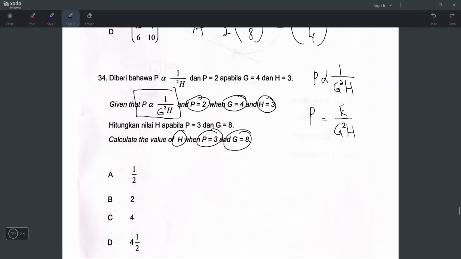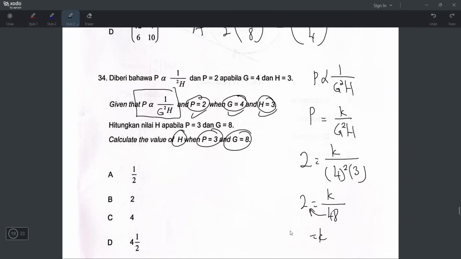Okay, now you have to find K. That is why they give you the P, G, H. So you just substitute inside: 2 equals K over bracket square bracket, G is 4, H is 3. When you substitute, look carefully. You don't go and sub 3 inside 3 here, 4 here, then wrong already. Make sure you take correctly. So let's do this first. 4 square times 3, 48, and then 2 times 48, 96. Use your calculator to help you.